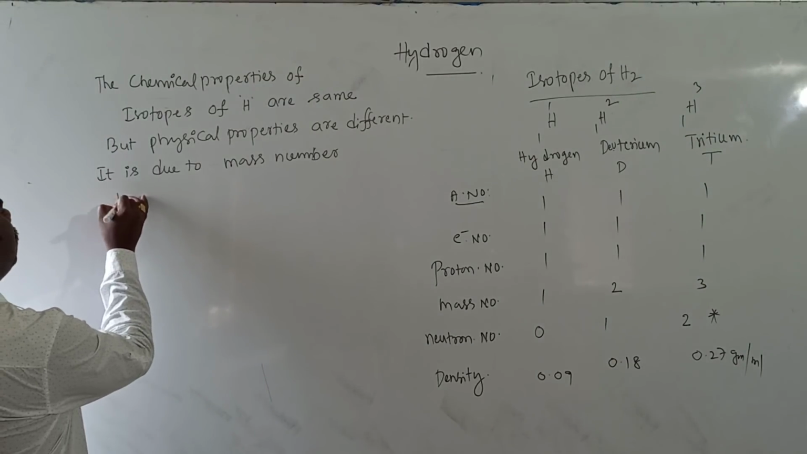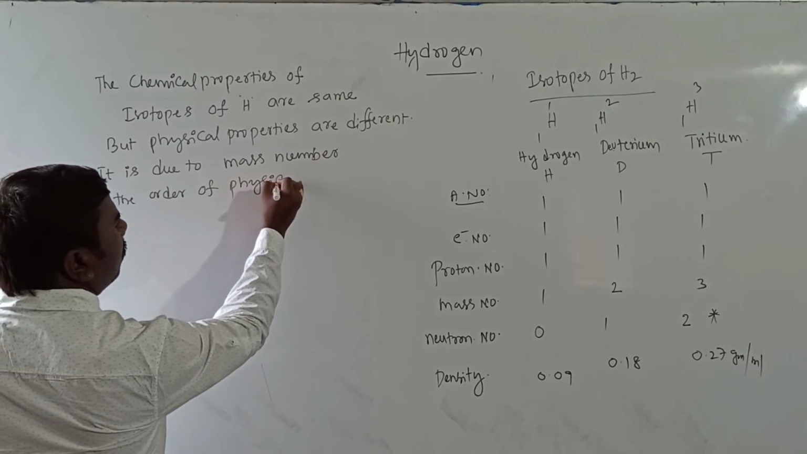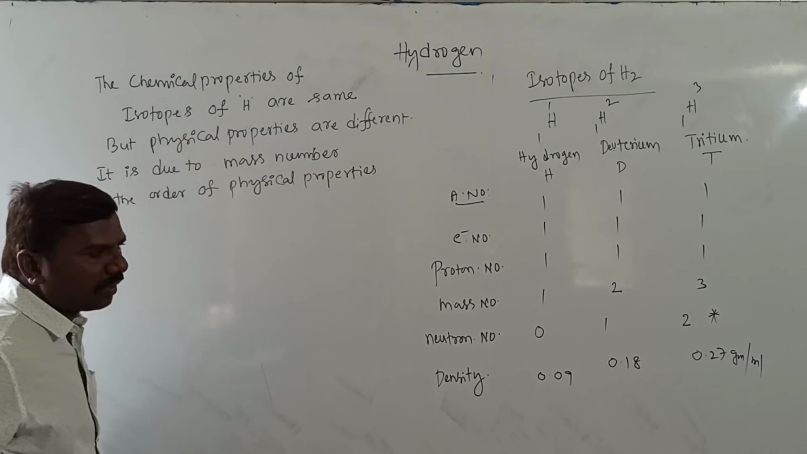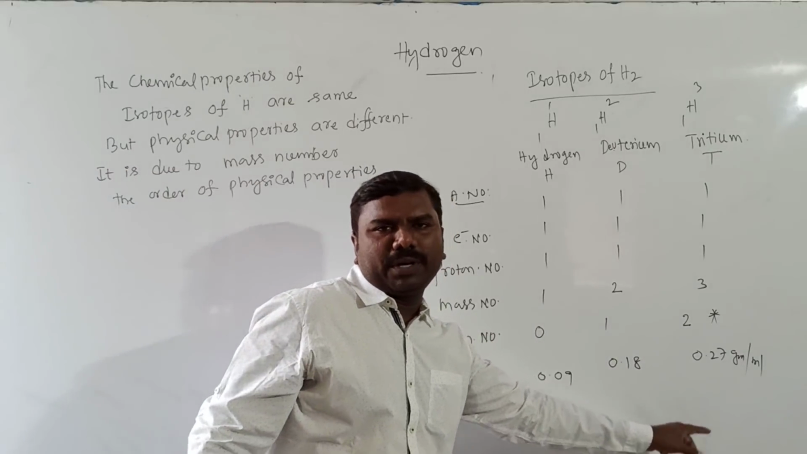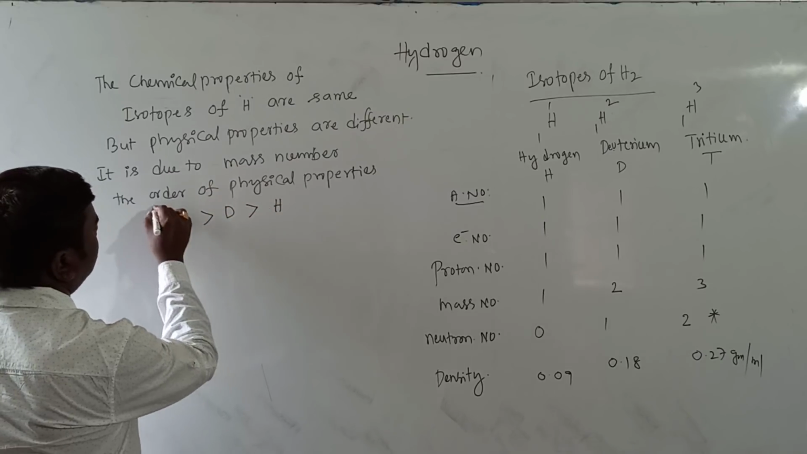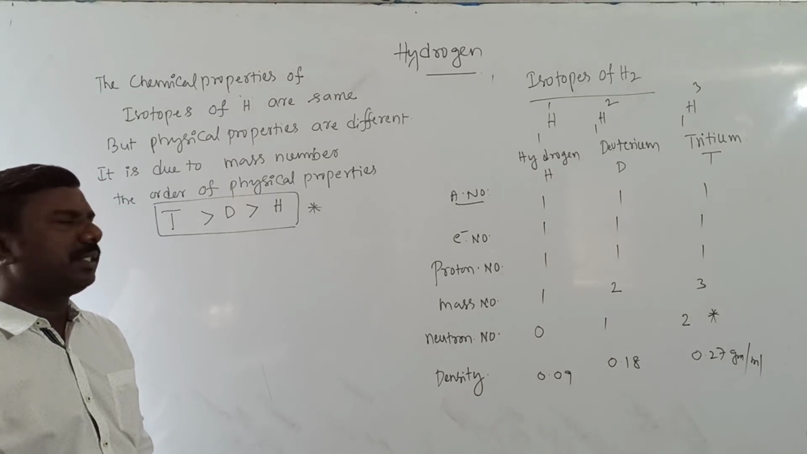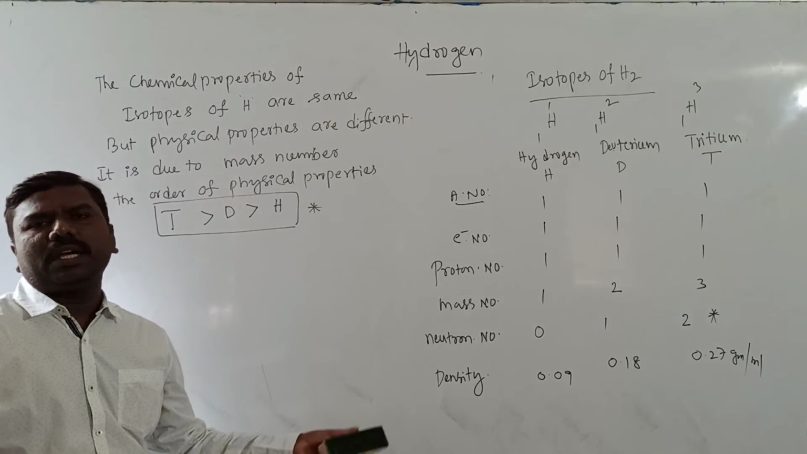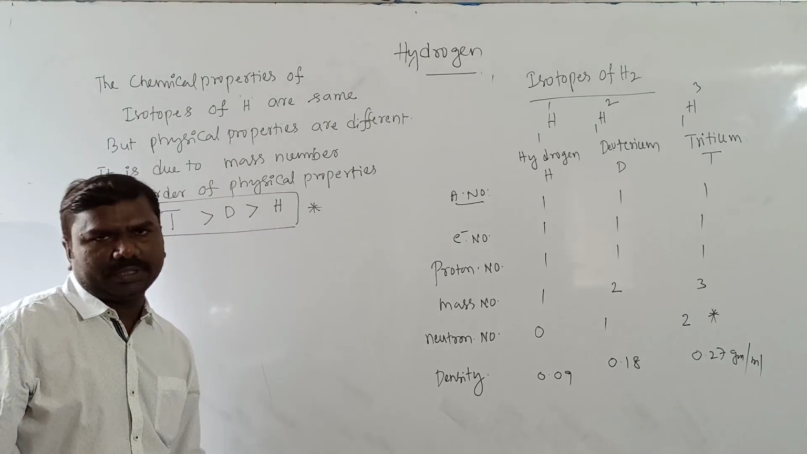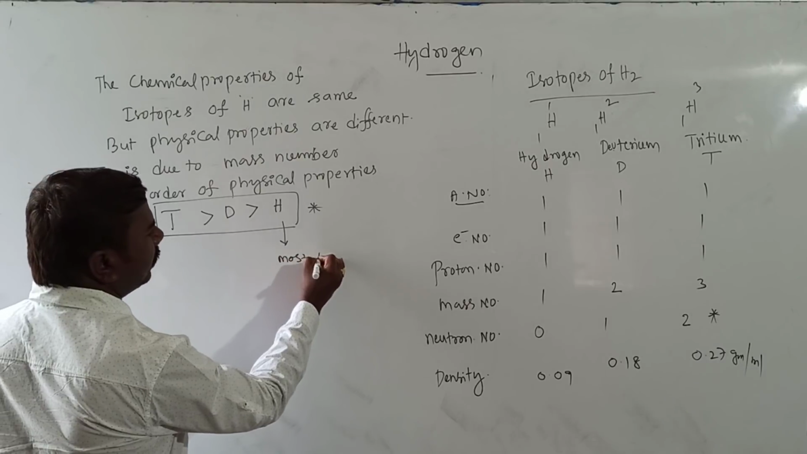The order of physical properties, which is having more values: tritium greater than deuterium greater than hydrogen. Just remember these values: melting points, boiling points, and similarly density and all other physical properties. So high for which one? Tritium. And the most abundant is hydrogen.